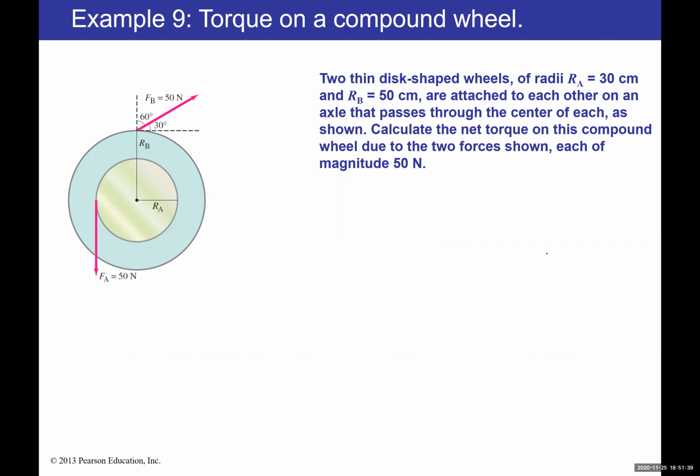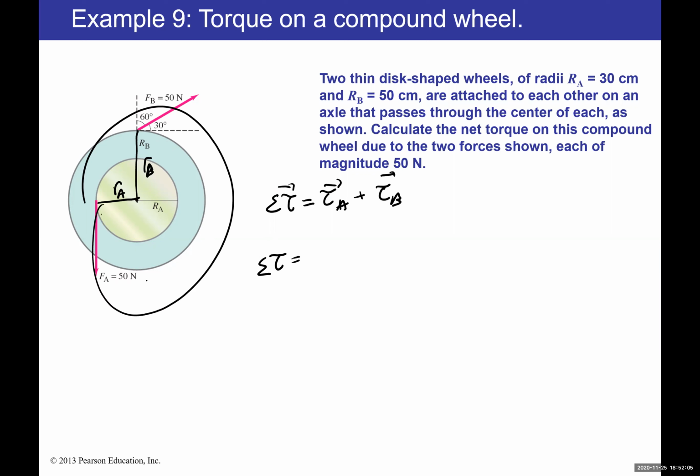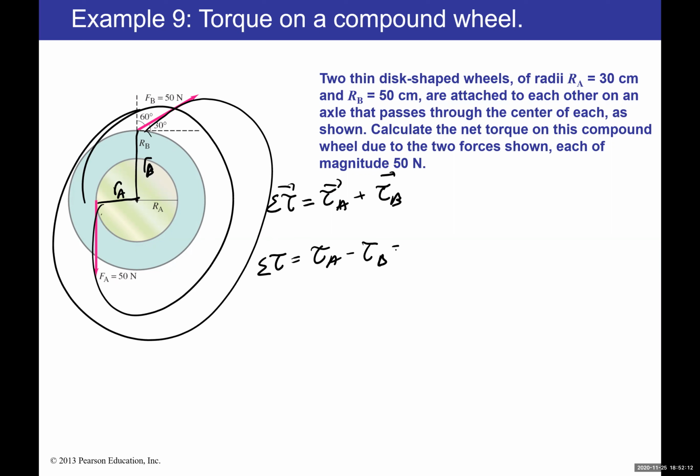All right, so net torque is equal to, remember they're vectors, right? It's the sum of torque A plus torque B, just like when you're doing net force. So then net torque, I can see that this is the distance for force A and this is the distance for force B. Also, force A is going to give me counterclockwise rotation, so it's positive. Force B is going to give me clockwise, so it's negative. So it's basically torque A minus torque B.